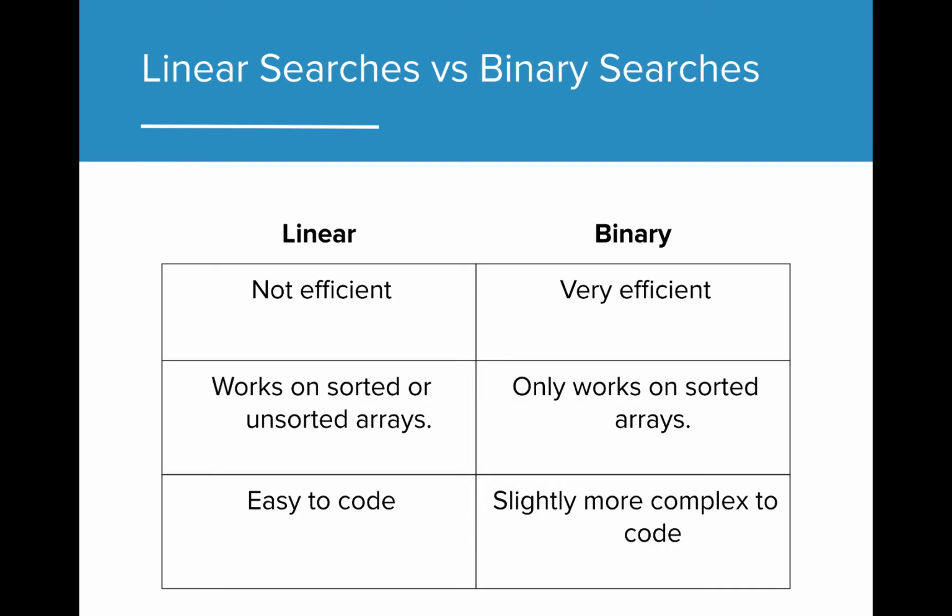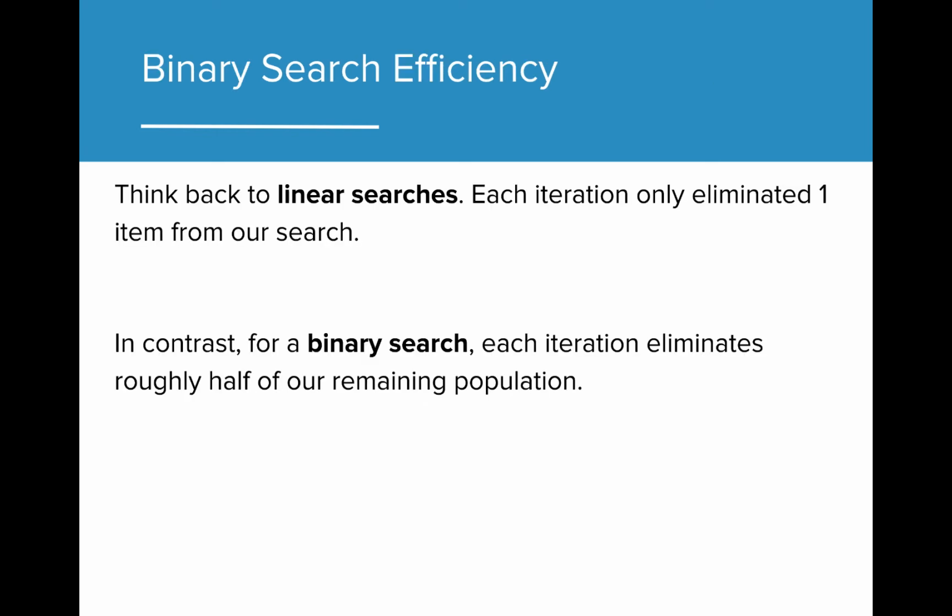When comparing our two searches, there are three important things to remember. First, our binary searches are much more efficient than our linear searches. Second, our linear searches will work on any array, but our binary searches only work on a sorted array. Finally, as we will see coming up, our algorithm for binary searches is a little more complex than our linear search.